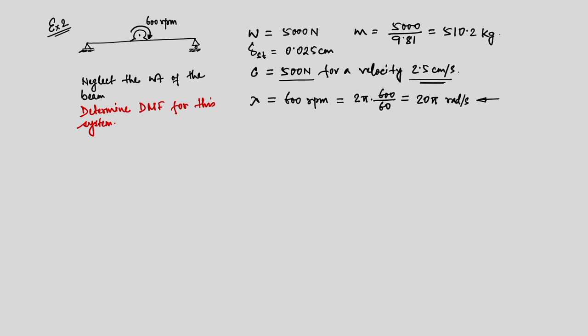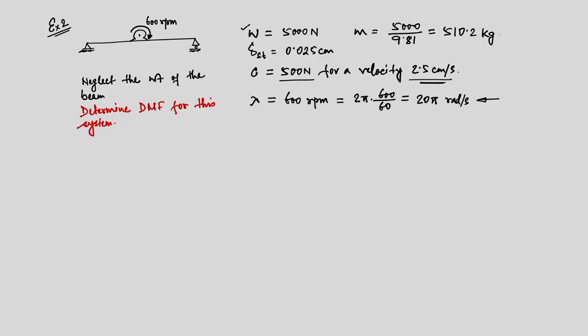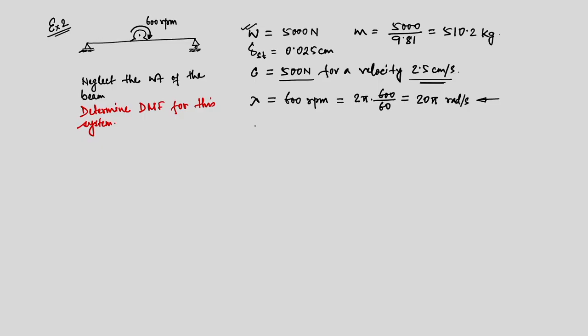Now, if you look at the problem statement, the beam offers only stiffness in the vertical direction. However, it is massless. If it has mass, then we have to add that mass to the mass it is supporting. So, for the time being, it is offering only stiffness. So, how to quantify that stiffness? We can easily do it if you look at the problem statement.